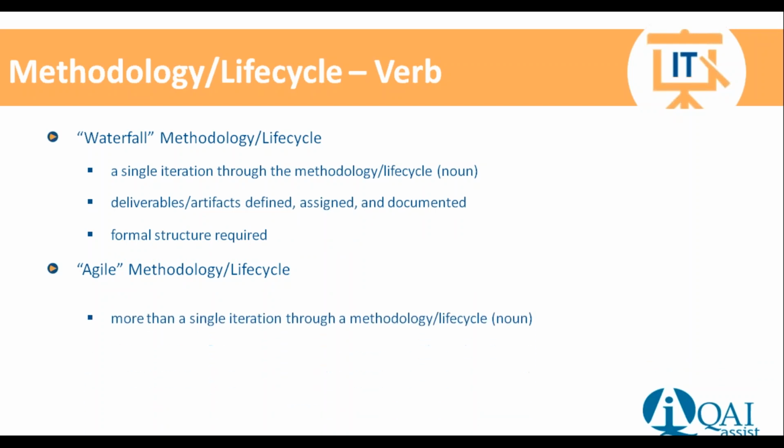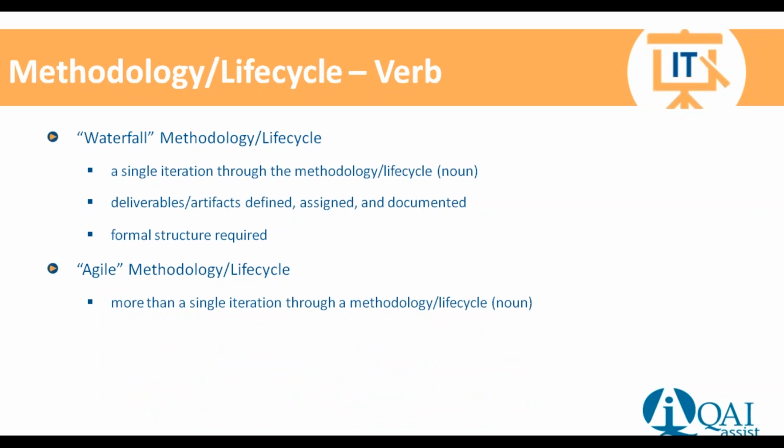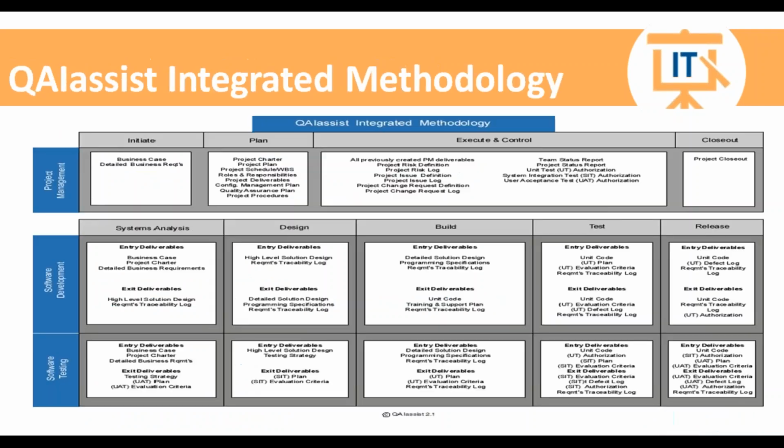That's a little bit different than Agile, in that there's more than one iteration through the methodology or lifecycle. So if we're talking about accounting, we may build the functionality of accounts receivable in the first iteration. We may do accounts payable in the second iteration, and we may do payroll in the third iteration. So there's a more rapid turnover in the creation. There's limited deliverable creation when we're talking Agile, and there's less formal structure to do this.